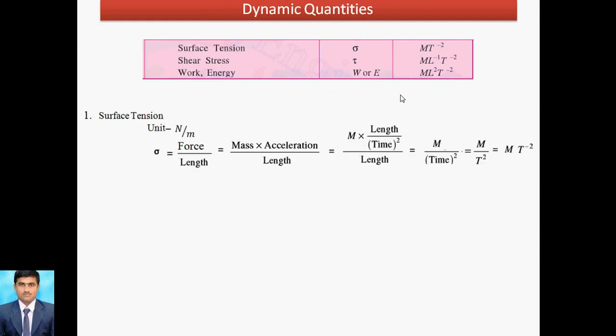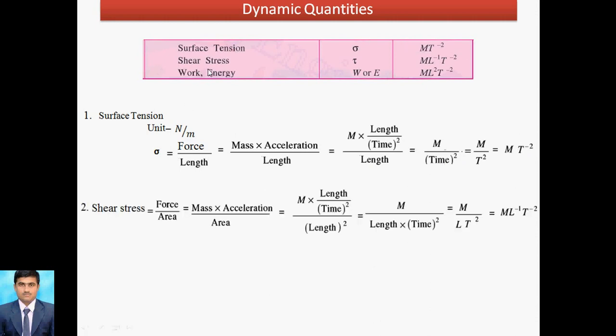Then next we will discuss surface tension. Surface tension is denoted by sigma, shear stress by tau, and work or energy by W or E. As we know, surface tension is in terms of Newton per meter. That's why it is force upon length: mass into acceleration, length as it is, mass we can say m, acceleration upon length upon time square. So this length is cancelled out, so mass upon time square only remains. So mass upon time square means M T^-2. So this is about surface tension.